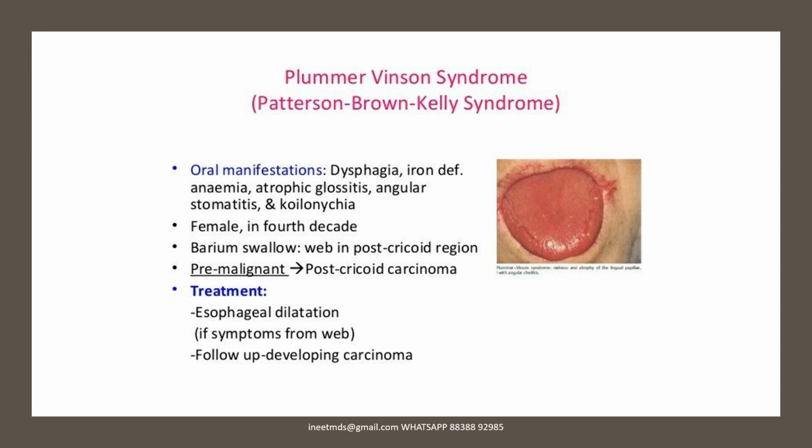This esophageal web will manifest as dysphagia for the patient. So, the triad for Plummer-Vinson syndrome is three things: esophageal web or dysphagia, iron deficiency anemia and atrophic glossitis. For diagnosis, in a barium swallow, which is a radiographic examination, you can find the esophageal web in the postcricoid region. Also, Plummer-Vinson syndrome is a pre-malignant condition. There are high chances of leading to postcricoid carcinoma.